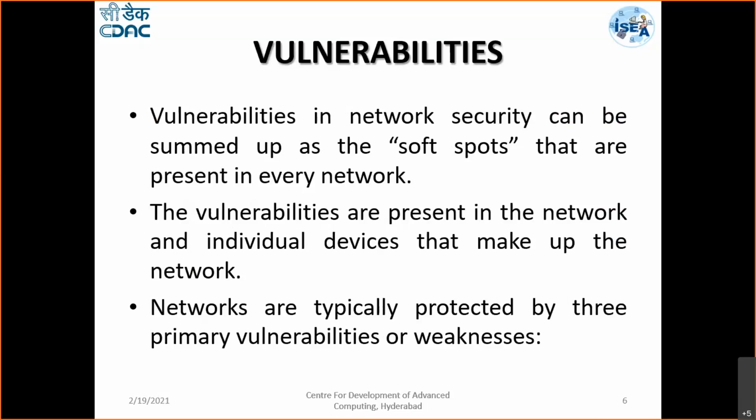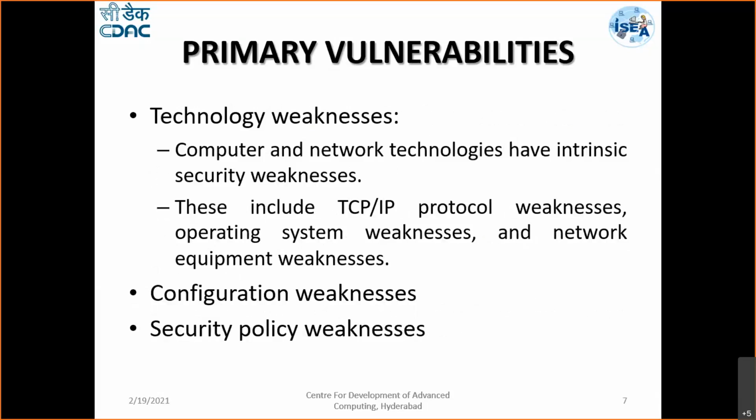Vulnerabilities are present in the network and in the individual devices that make up the network. Networks are typically affected by three primary vulnerabilities or weaknesses. We'll discuss them. First is technology weakness. Computer and network technologies have intrinsic security weaknesses. These include TCP/IP protocol weaknesses, operating system weaknesses, and network equipment weaknesses.